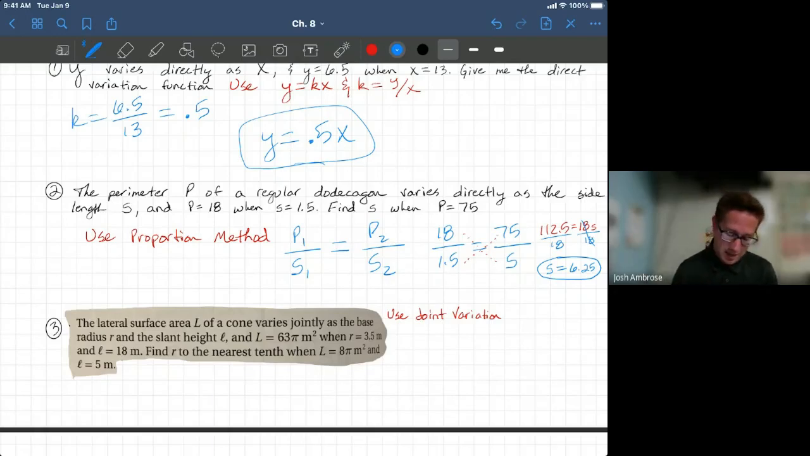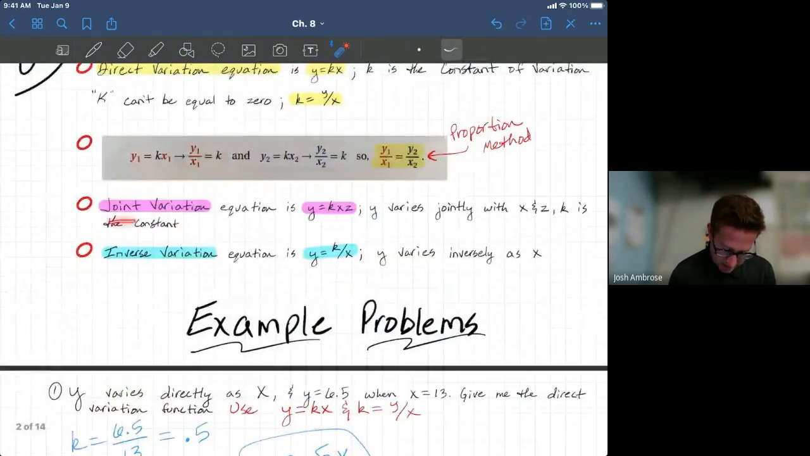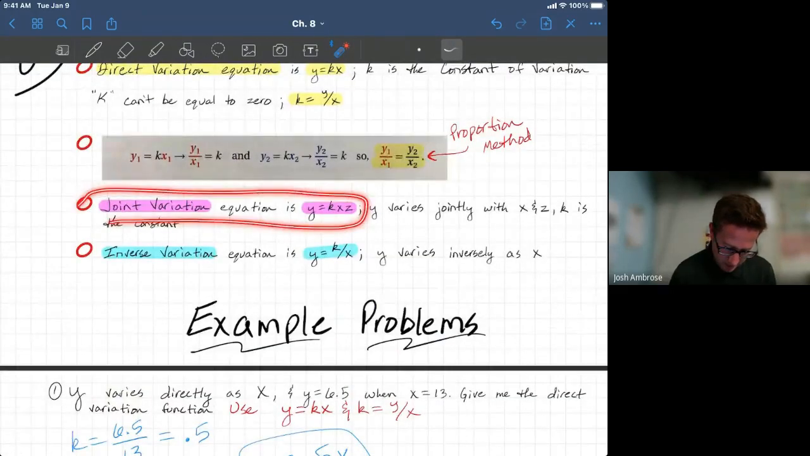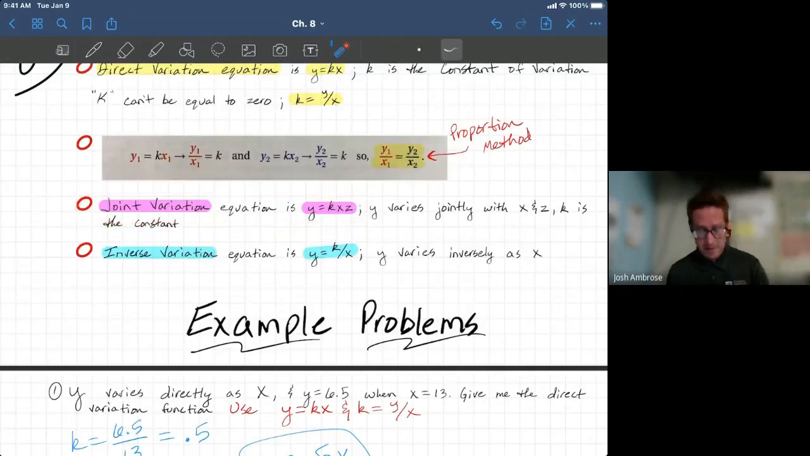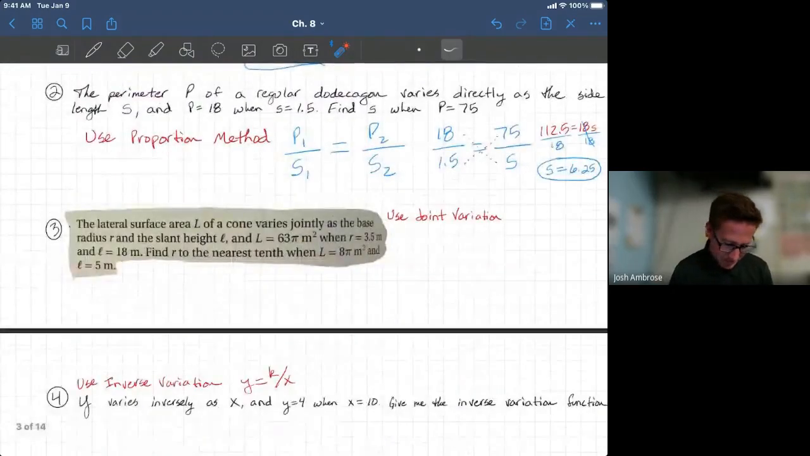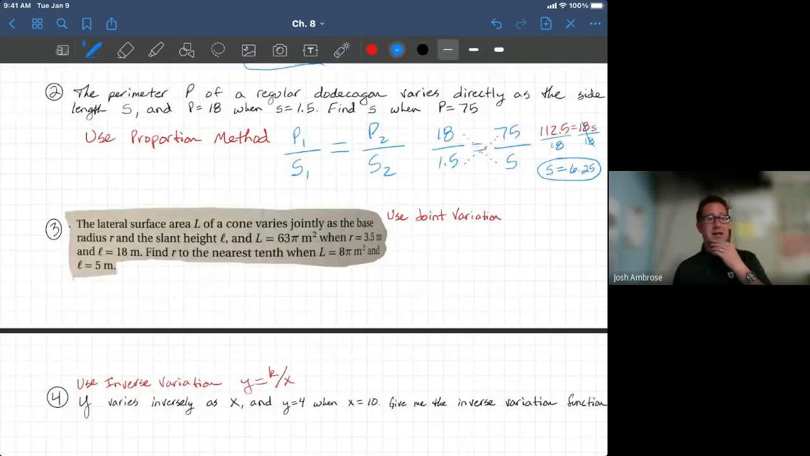All right, and I'm giving you another hint. This is a joint variation problem. All right, so joint variation, that's this right here, where we are looking at 3 pieces that we're pulling. Okay, so you have a lateral surface area, capital L. That's the first piece, meaning it's going to be capital L equals, and then everything else. All right, it's going to vary jointly. That tells you it's joint variation.